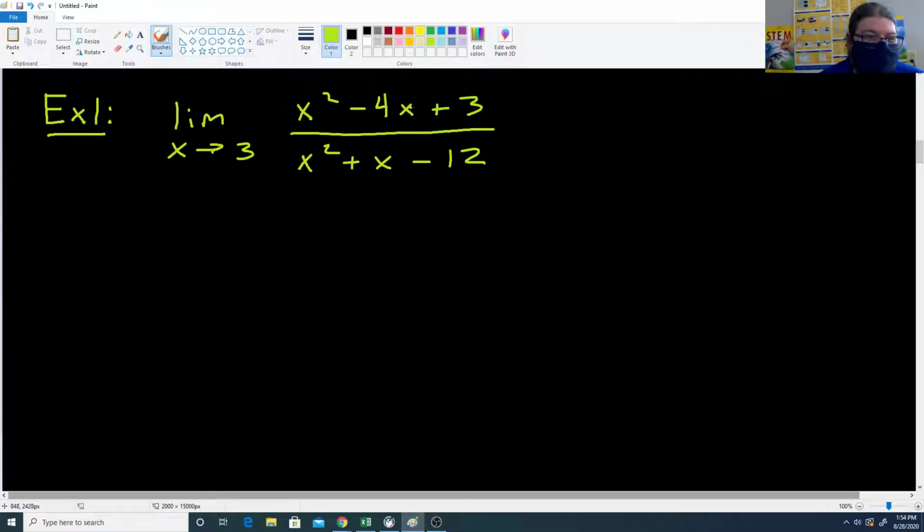9 minus 12 is a negative 3, because we'd plug 3 in for x, and we get negative 4 times 3 is negative 12. So 9 minus 12 is negative 3, plus 3 says the top is 0. 3 squared is 9, plus another 3 is another 12. 12 minus 12 is 0. So we are in form 0 over 0, which is one of our indeterminate forms. So this is an indeterminate form.